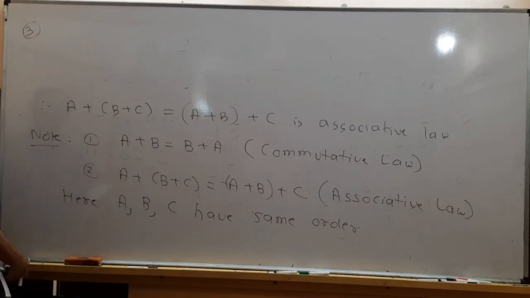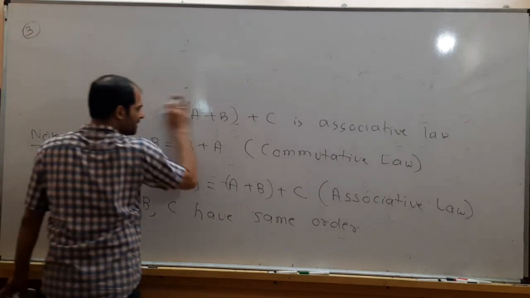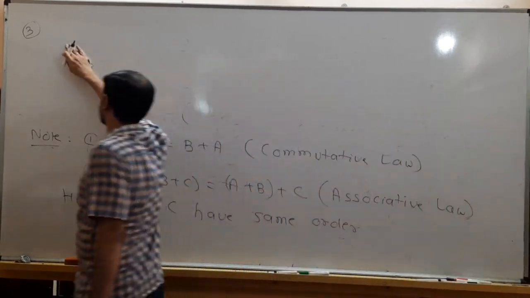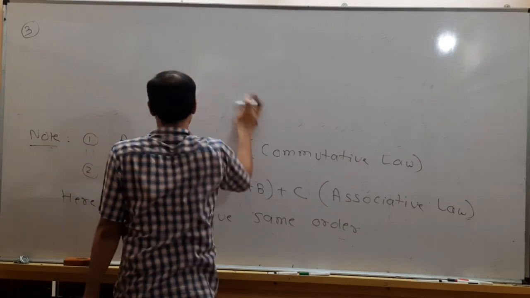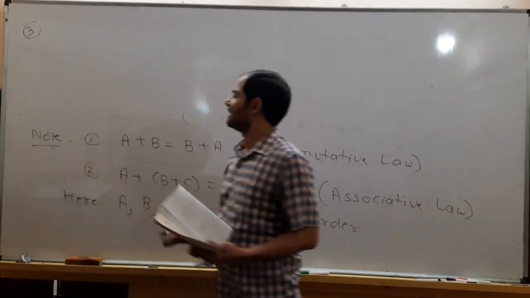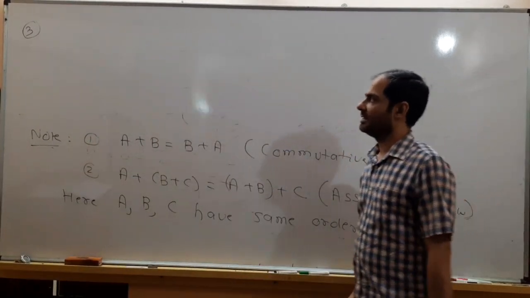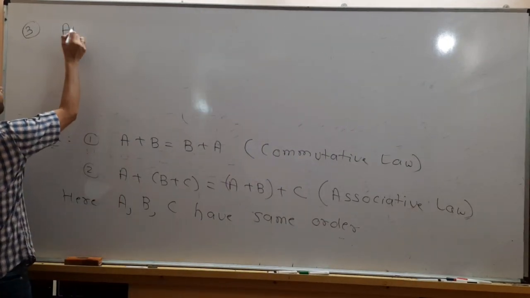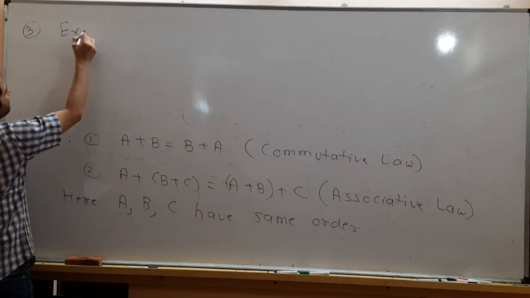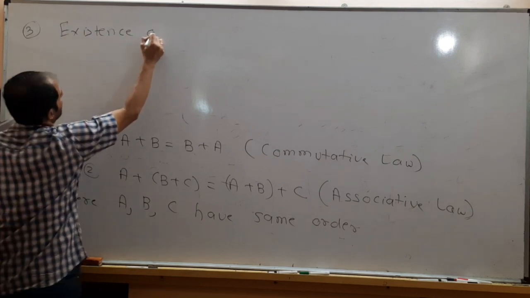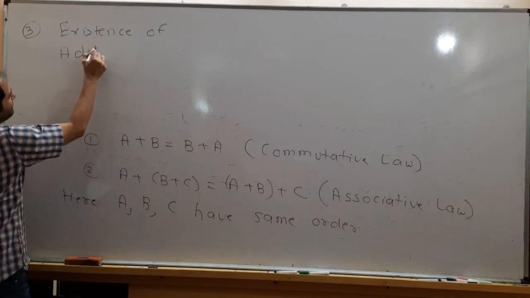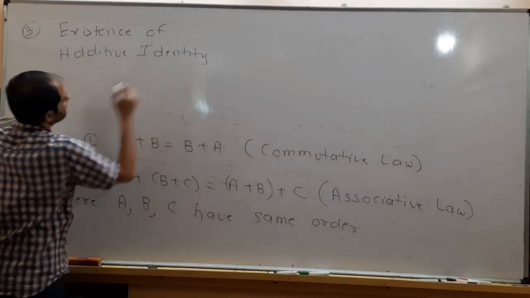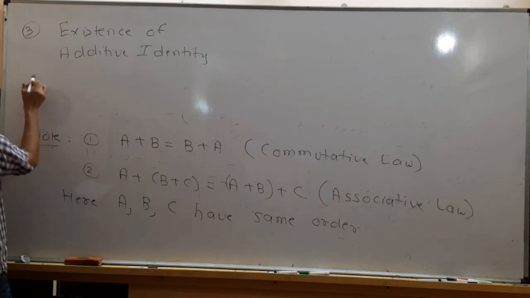And now the third one. For the third one, I will just give an example, and then I will write. I'll give two examples to be precise. The third one is the existence of additive identity. Now see what has to be done. I'll first give an example.